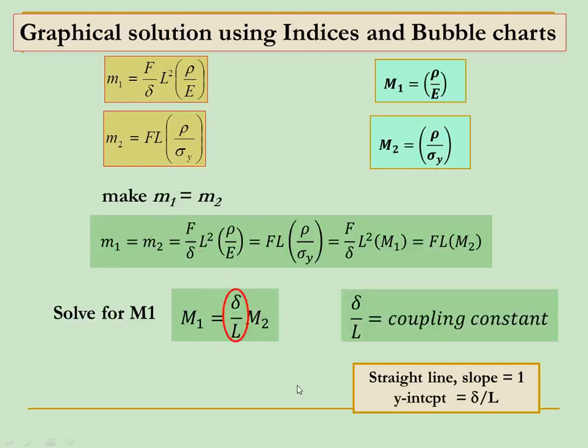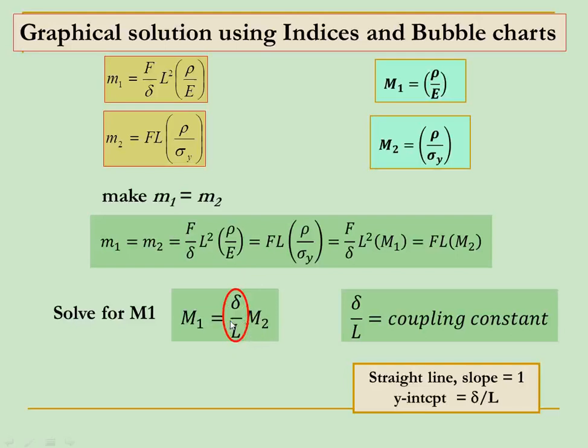Delta upon L is what is called the coupling constant. In this design problem of a tie rod, delta upon L is the deflection upon the original length, which is a measure of the strain, the permissible deflection per unit length. That is the coupling constant for this example. So m1 will be equal to delta upon L times m2, and both will be equal if this equation holds.